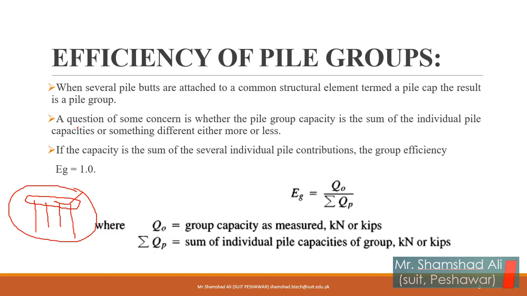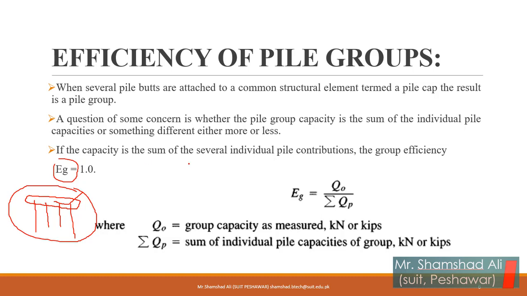A question of some concern is whether the pile group capacity is the sum of the individual pile capacities or something different, either more or less. The overall capacity may be compared with the single pile capacity. Here, if the capacity is the sum of the several individual pile contributions, the group efficiency Eg will be equal to 1. Remember that the capacity is the sum of the several individual pile contributions.